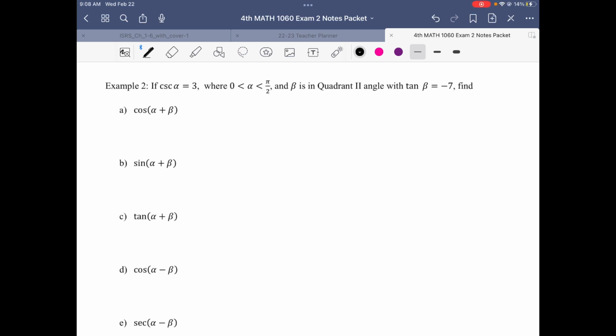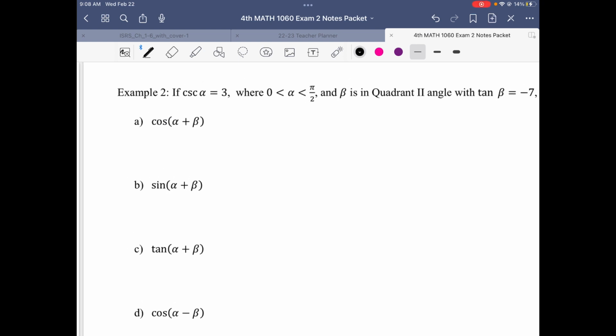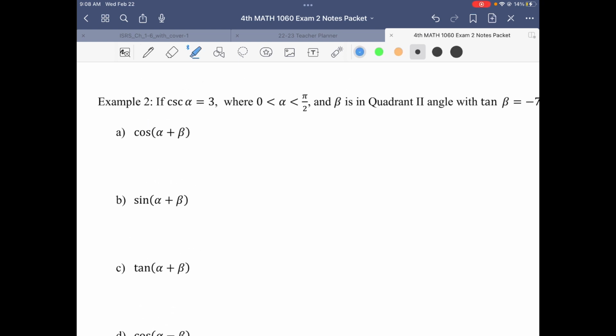Let's go ahead and jump into this one. So when we're given problems like this, we have to really consider what information it's giving us. So if they're giving us that the cosecant of alpha is 3, remember that that's really giving us that the 1 over sine of alpha is equal to 3. And then it's also giving us this piece of information that we are looking in the first quadrant.